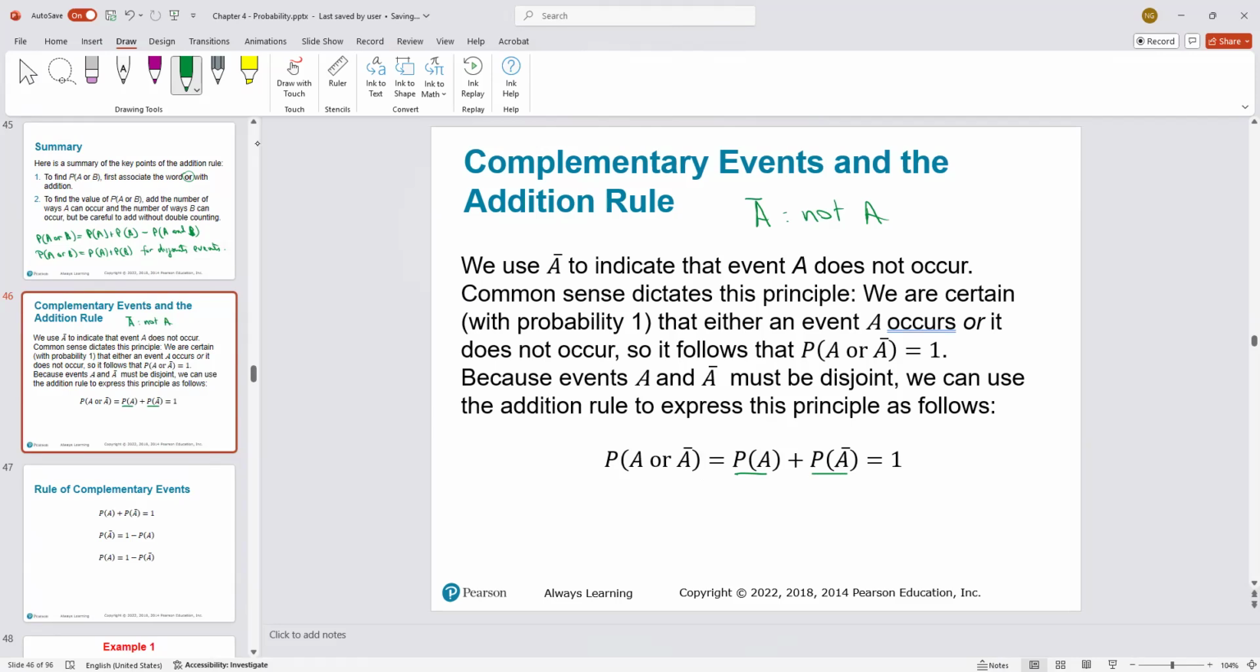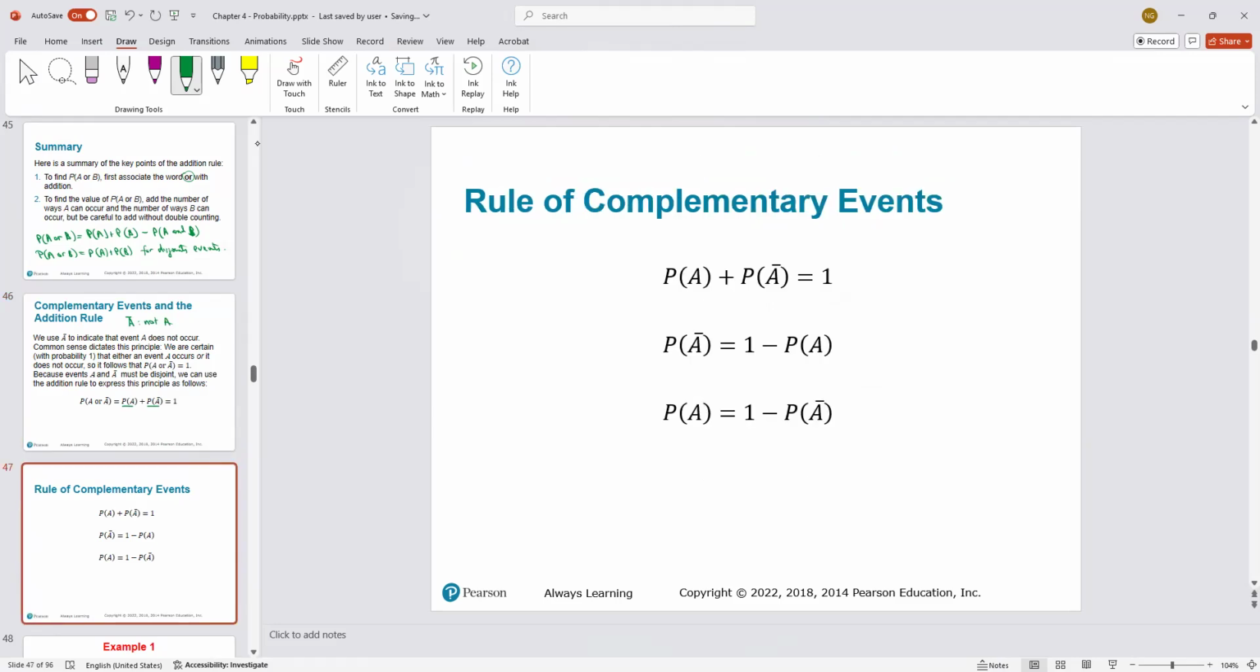Because event A and not A must be disjoint, right? So we can use the addition rule to express this. What we see here, remember we said if you know the probability something happens, you can subtract it from 1. If you know the probability something cannot happen, you subtract it from 1 to find the probability it happens.